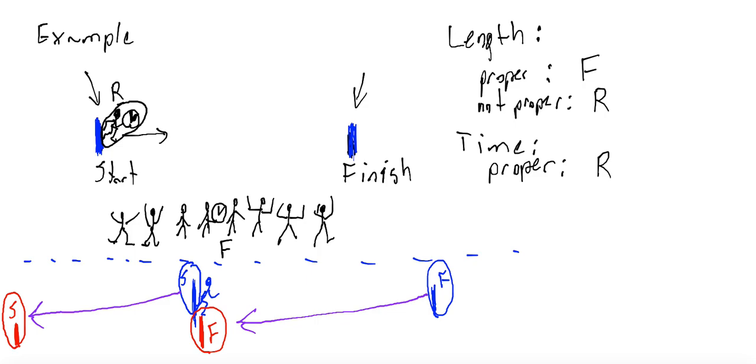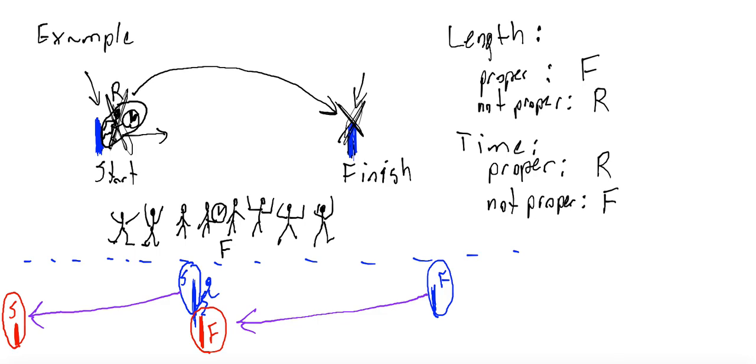What happens with fans? For fans, the beginning of the event is at this position, and the end of the event is here. So in the case of time, there is displacement. The runner displaces. So the beginning of the event takes place at a different point in space than the end of the event. So fans cannot measure proper time. So not proper time is the one which is measured by fans.